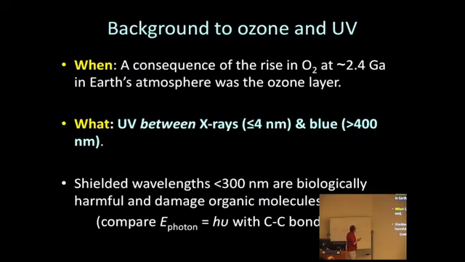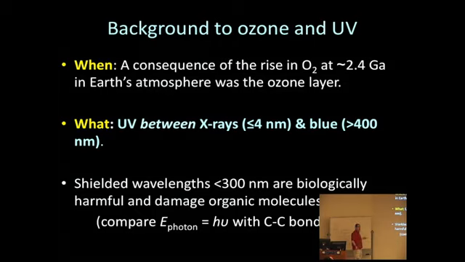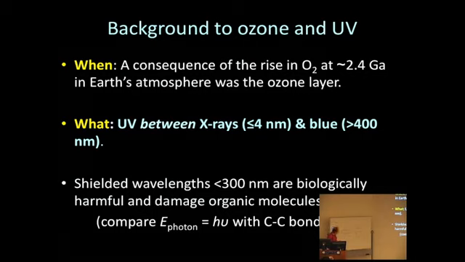For the Earth, this ozone layer was built about 2.4 billion years ago. So if you were an astronomer looking at the Earth before that, you just wouldn't see this kind of structure. And well, you can tell these UV photons are harmful. All you have to do is just compare Planck's law with the bond strength of carbon in organic molecules.